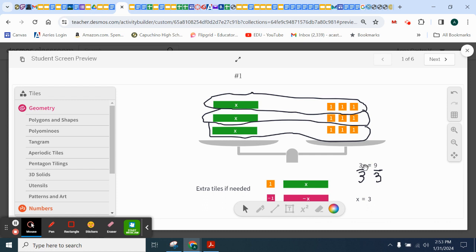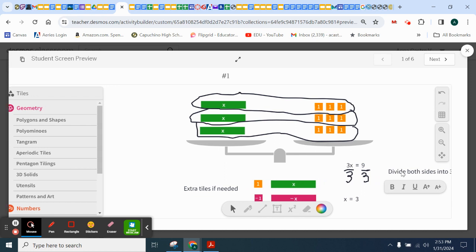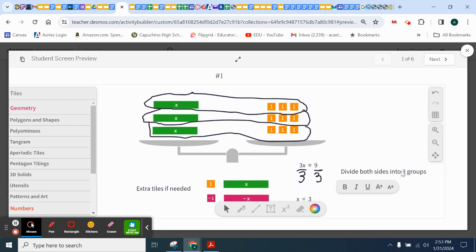So I had 3x's is equal to 9. I divided it into 3 groups, and I get x equals 3. How do I say that in English? So the English I would write would be divide both sides into 3 groups. Oops, it's running off the screen. Divide both sides into 3 groups. That's the English, how I would write what I did. Okay, so that's the first problem.